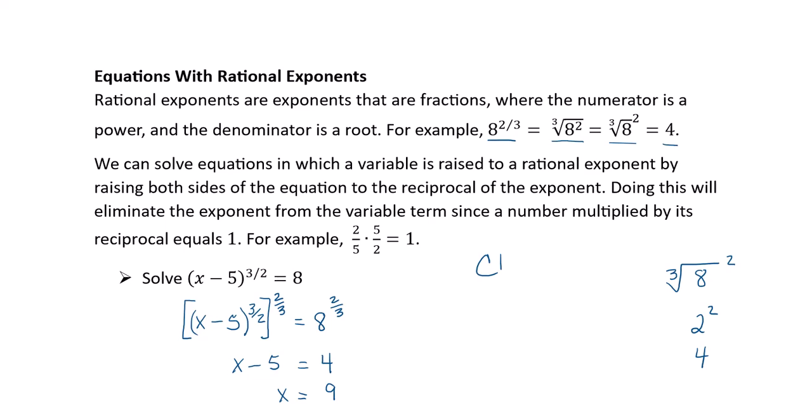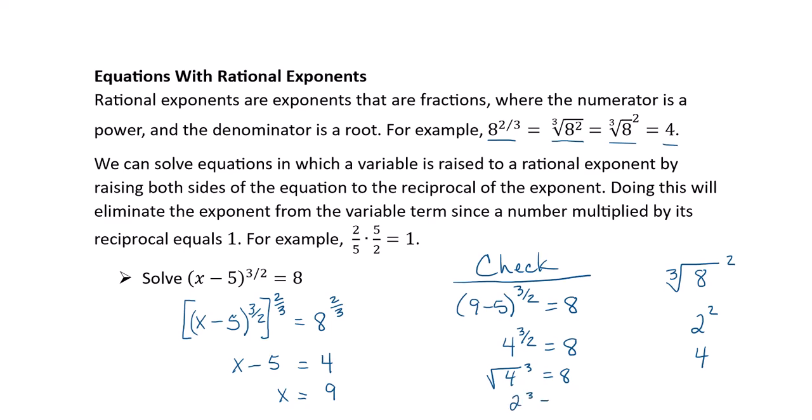I do need to check. So putting my answer into the original equation, we'll see if we get a true statement. 9 minus 5 is 4 to the 3/2 is 8. The square root of 4 cubed is 8. The square root of 4 is 2, cubed is 8, and I know 2 cubed is 8. So x equals 9 is our solution.